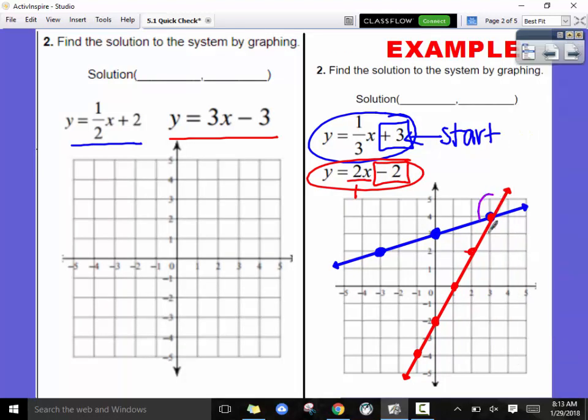Okay, the place where they cross is your solution. So the ordered pair for this point is over 3, up 4. 3, 4.